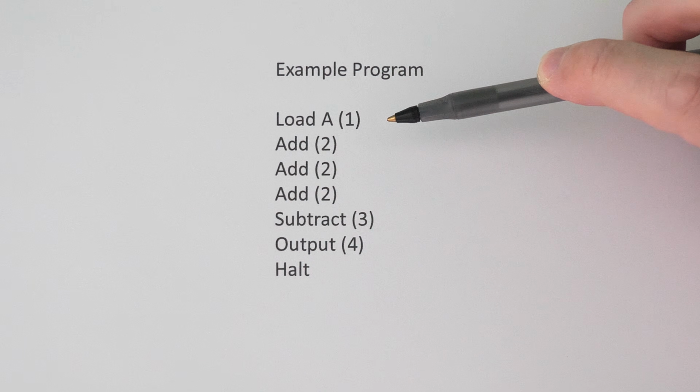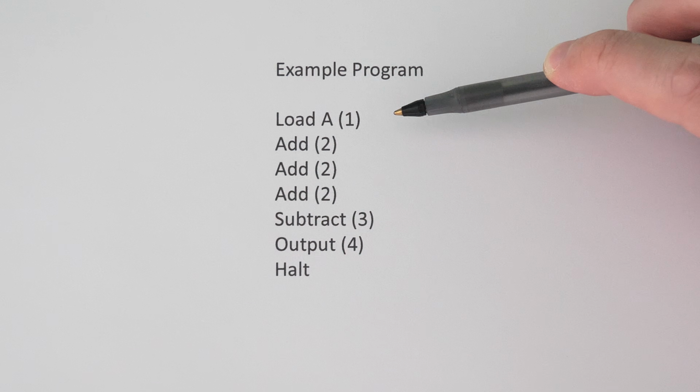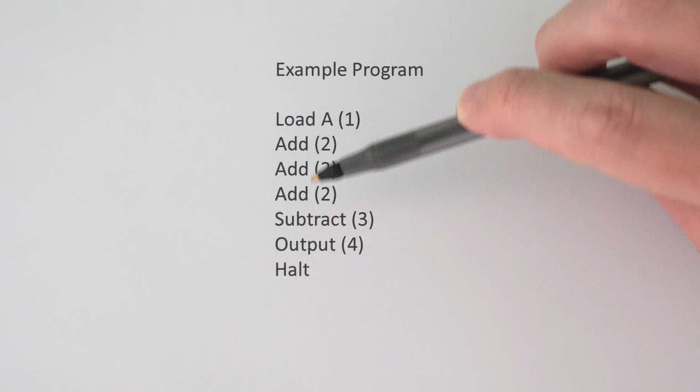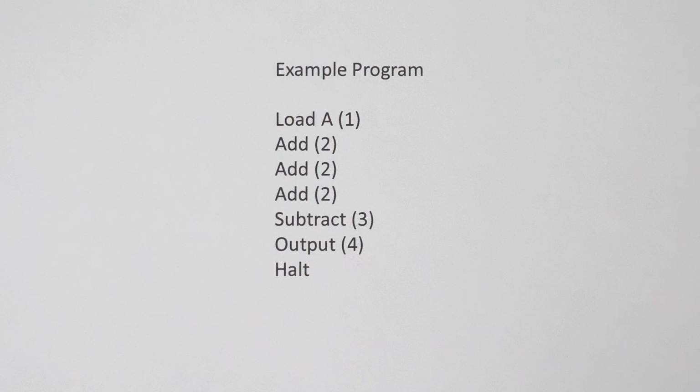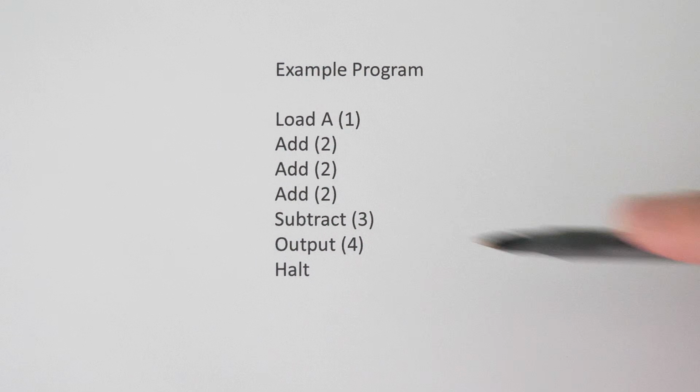Now, we did set up the example program this way for a specific reason. Load, add, subtract, output, and halt are actually called opcodes, and we're going to be able to store 7 opcodes in our program memory. And we're also going to be able to store 3 values. So we're going to store a specific value for load, add, and subtract.